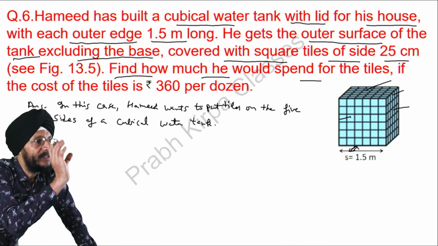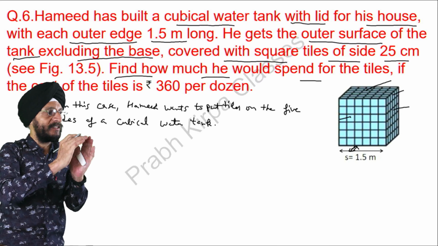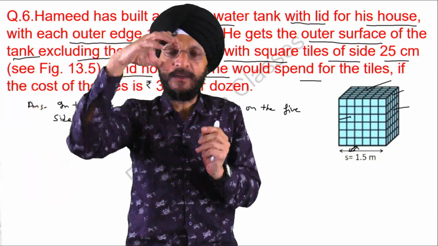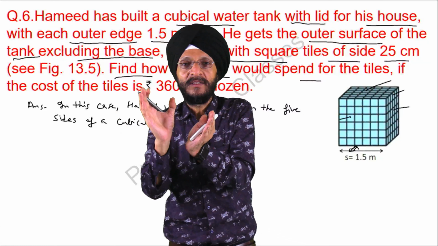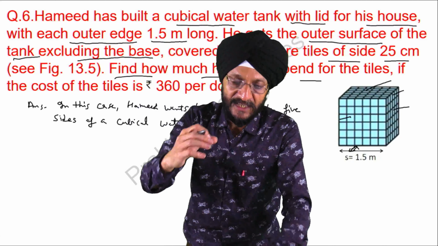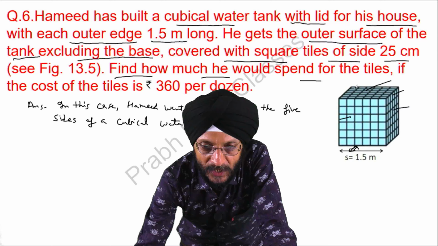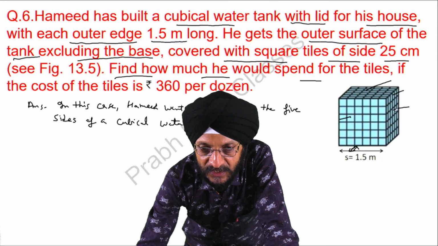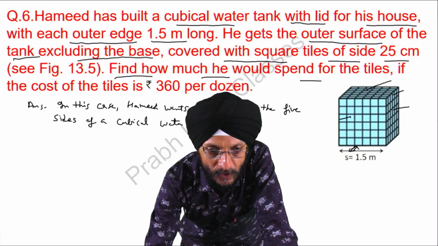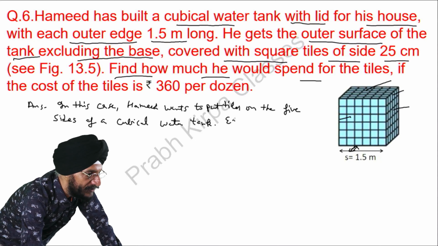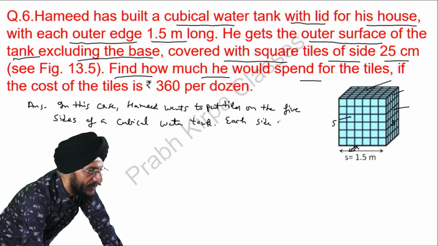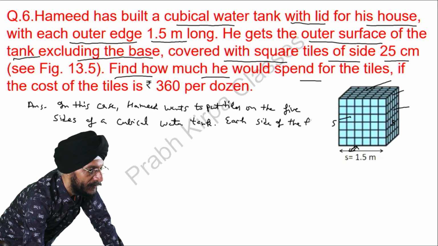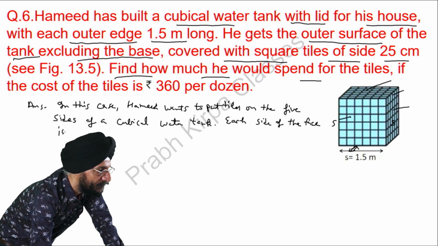You can see that each cubical water tank, or each cube, has equal surface area on any face. All the faces are of equal surface area. You can see that this area will be equal to this, and this will be equal to this. All the areas are equal. Because all the sides are equal, each face of the cube is equal.